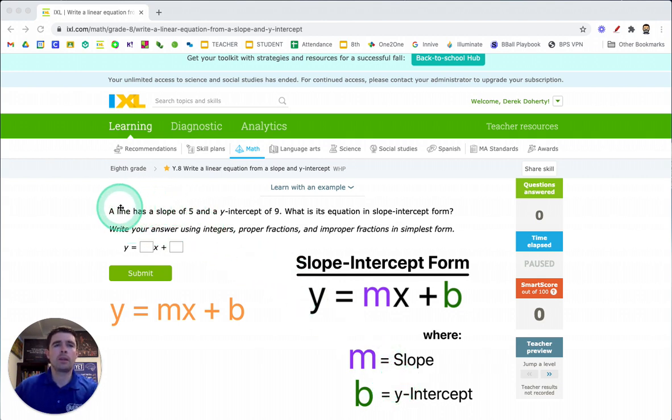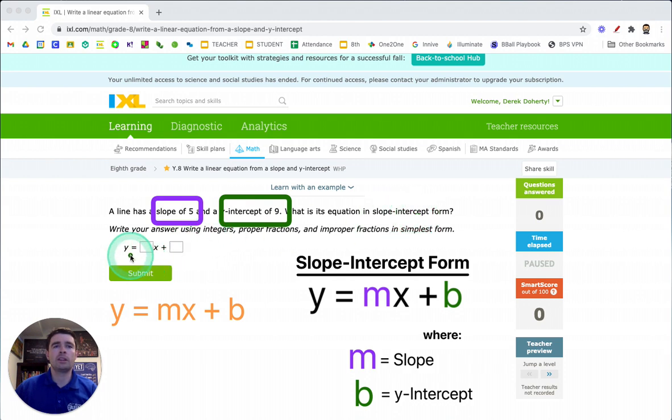For the first problem, they tell us a line has a slope of 5. So I'm going to go ahead and put a box around that. They said a slope of 5. And we also get told that the y-intercept is going to be 9. And they ask us to write the equation, or what is its equation in slope-intercept form.